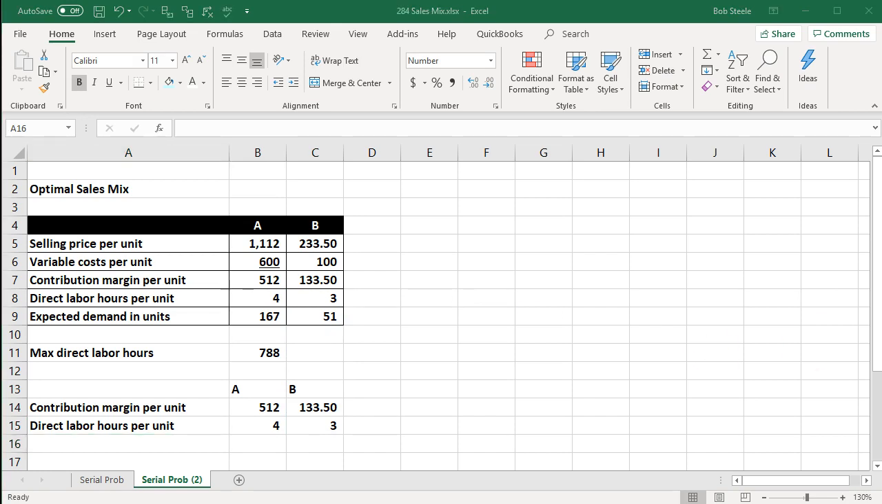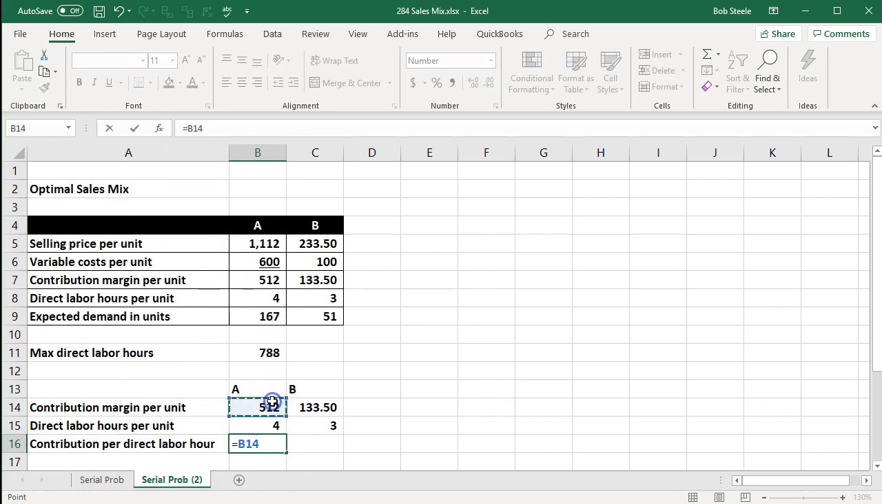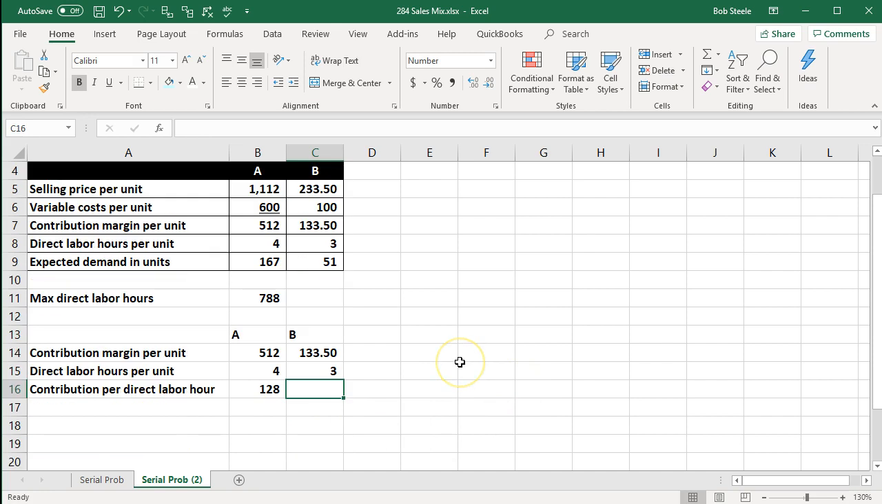And that'll give us the contribution margin per direct labor hour. Contribution margin per direct labor hour then is going to be equal to the 512 divided by the 4 hours. So then we're going to say this equals the 333.50 divided by the 3 hours.